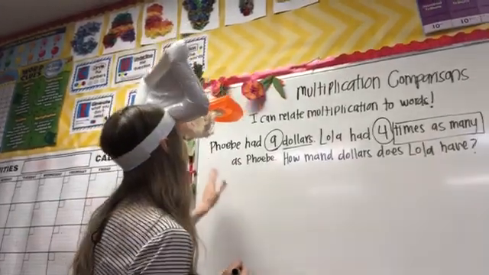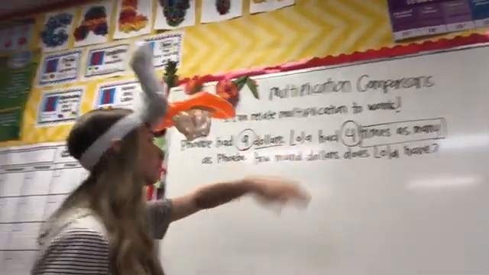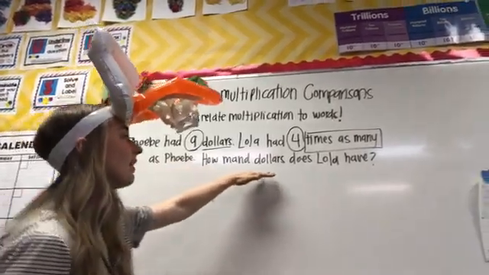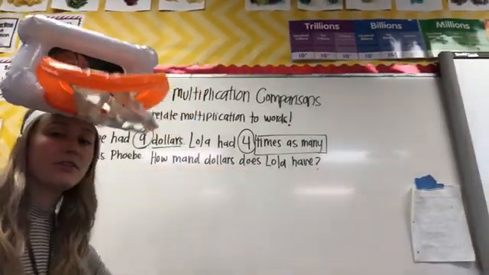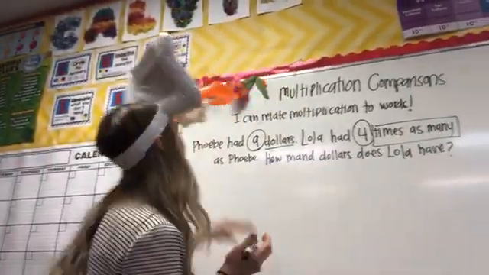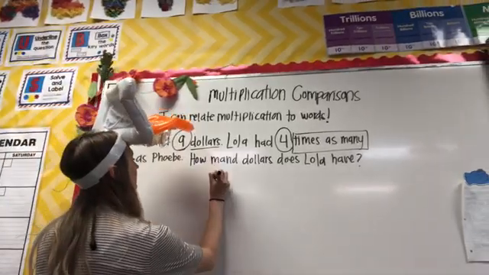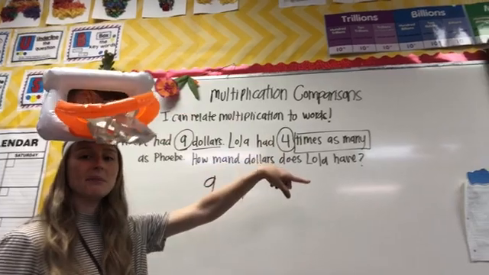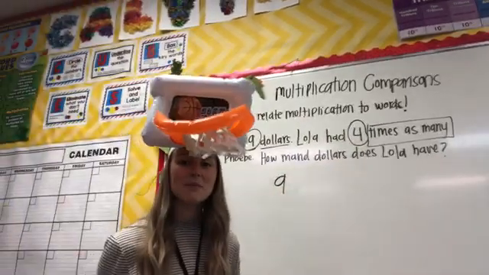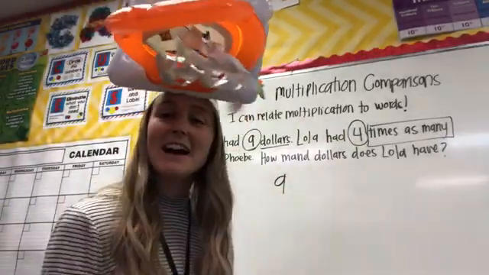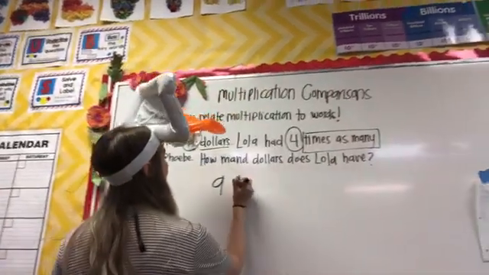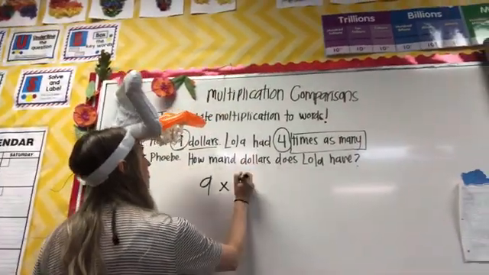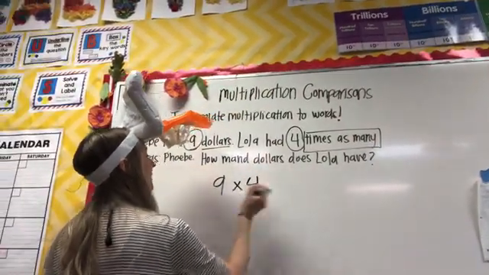All right. So Phoebe had $9. Lola had 4 times as many. How many dollars does Lola have? So we need to figure out how many Lola has. So we know Phoebe has 9, and we know Lola has 4 times as many. So the word times means that we multiply. So we say 9 times 4. She had 4 times as many.